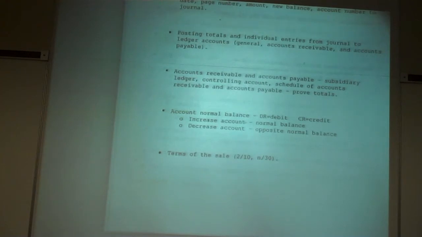Where do we increase an account? Normal balance. Where do we decrease an account? The opposite. Opposite the normal balance.